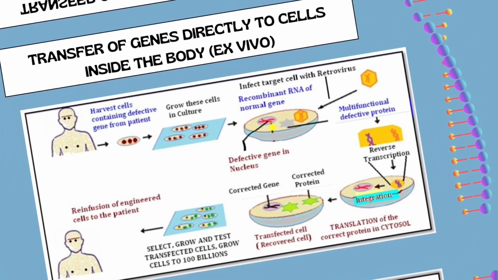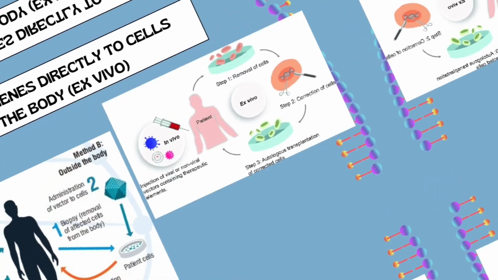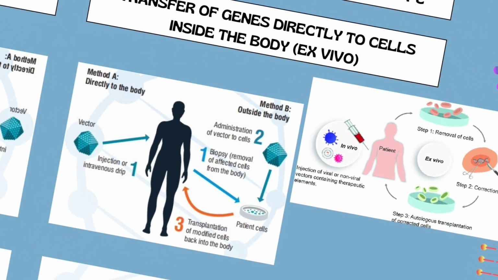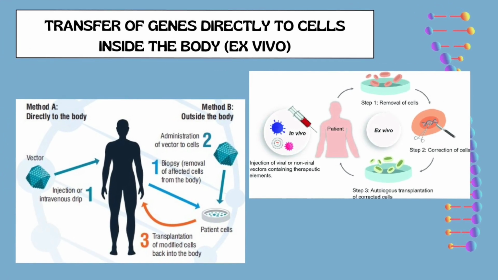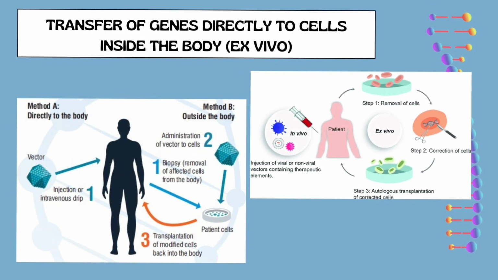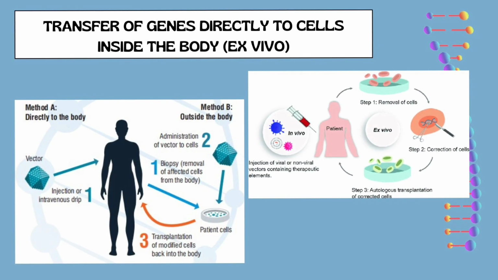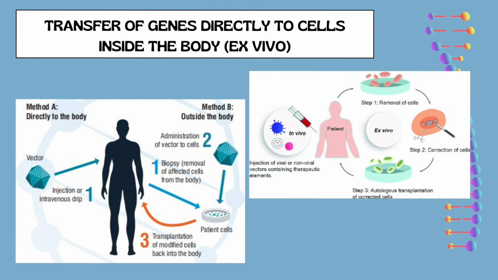This image shows two methods of gene therapy, or transfer of genes directly to cells inside the body, in vivo. So method A, directly to the body, which is in vivo. This method involves directly introducing a therapeutic gene into the patient's body. A vector or delivery system, often a virus carrying the corrected gene, is injected or administered intravenously. So the vector here targets specific cells within the body to deliver the therapeutic gene. Then method B is ex vivo gene therapy. Here, with the biopsied cells, this method involves removing cells from the patient's body, modifying them outside the body, or ex vivo, then introducing the modified cells back into the patient.